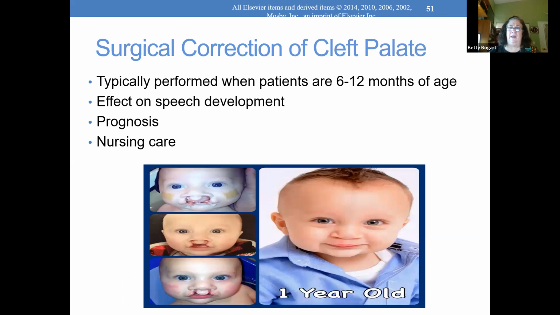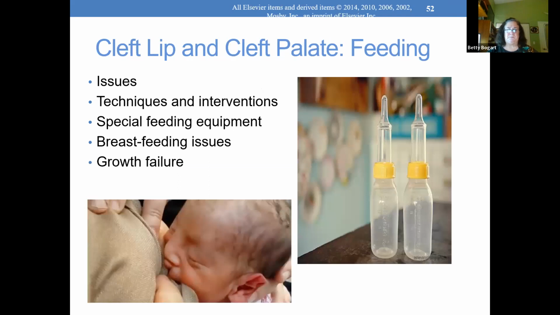And then we have the palate. Somewhere between 6 to 12 months, 8 to 12 months, they will fix the palate. The problem of fixing it too late is speech development. They will talk like that because they can't make a form sound. So fixing it can really help them with their speech. That's the big thing. And again, with the palate open, there's all sorts of things with aspiration.